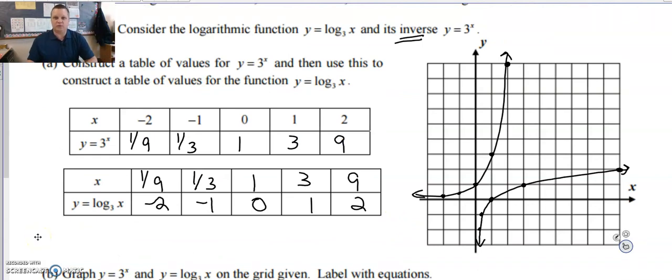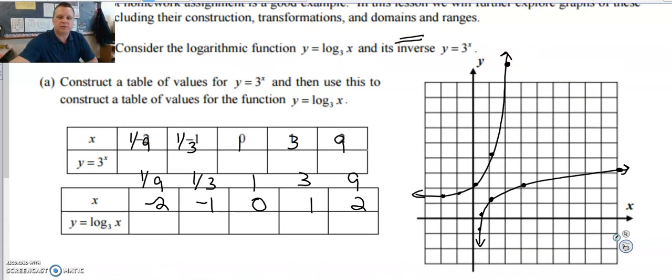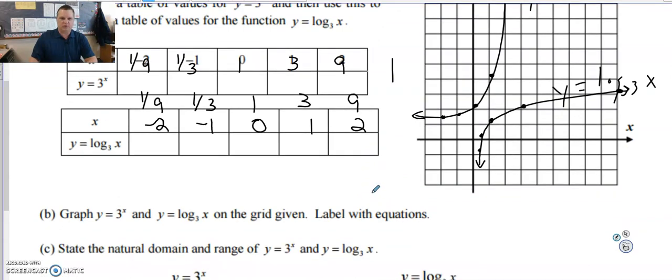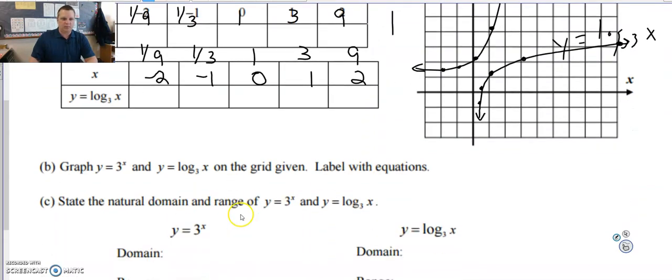Now, the one thing you have to do is you have to make sure you label them. So this is y equals 3 to the x, and this is y equals log base 3 of x. And every time that you have more than one, I think I shifted this. Yeah, I shifted this. Anytime you have more than one line on a graph, you have to make sure you label it.